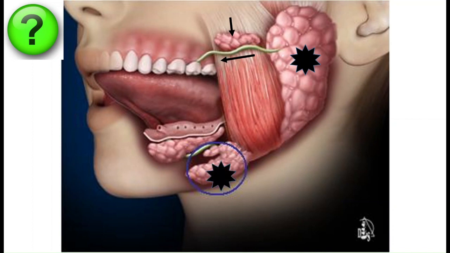Then we have the submandibular gland. The submandibular gland, we will go through in detail, and it is in the submandibular region. And then we have the sublingual gland.